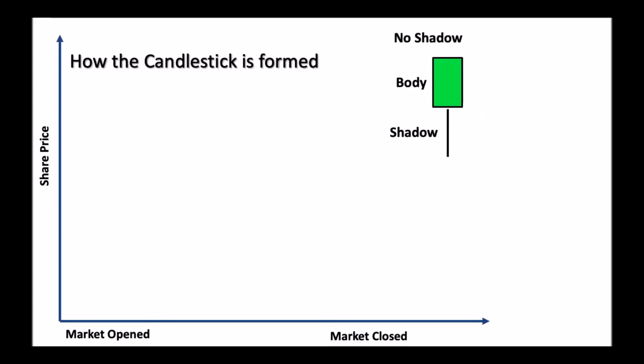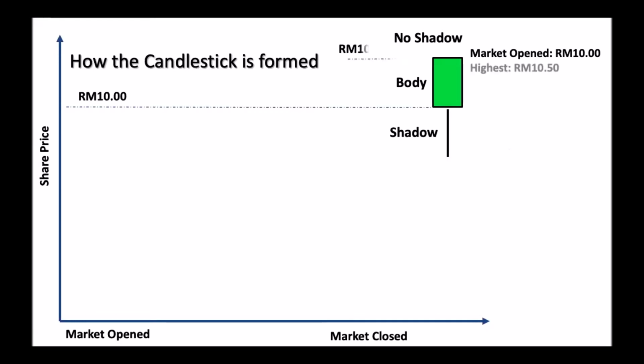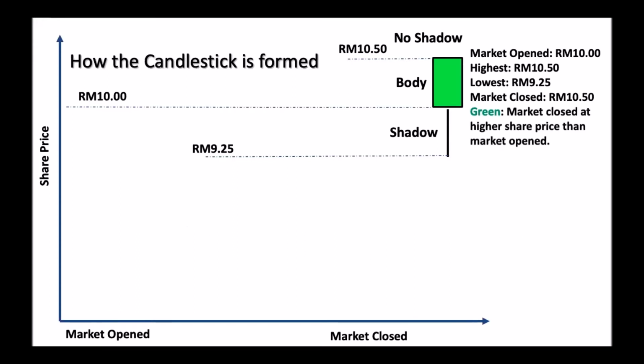Sometimes the shadow disappears. In this case, there's no upper shadow. The same theory applies. Probably the market opened with the stock at 10 ringgit, then went to a high of 10.50 and a low of 9.25, and closed at 10.50, the same price as the highest. So of course it's green because it still closed at a higher share price than the market open, but there's no upper shadow because the highest price is the same as the close price.